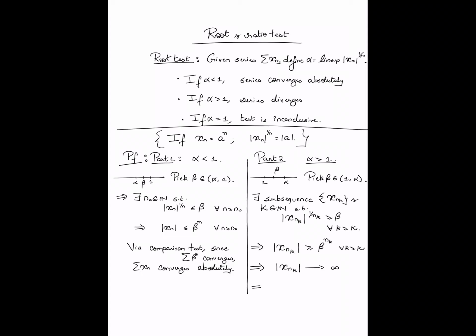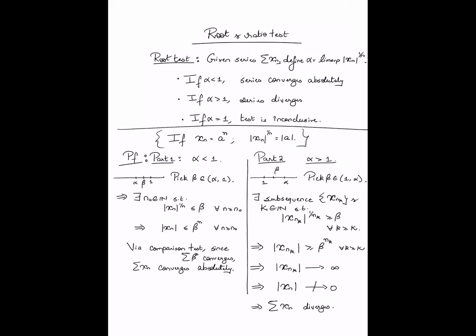Right? And this itself implies that the sequence xn itself, because after all the absolute value of xnk is a subsequence of the sequence absolute value of xn, does not in fact tend to 0. And the fact that it does not tend to 0 implies that summation xn diverges. Because remember, for any convergent series, you have that xn tends to 0. We proved this earlier. So the fact that xn does not tend to 0 implies that the series must diverge. Right? So that concludes part 2.